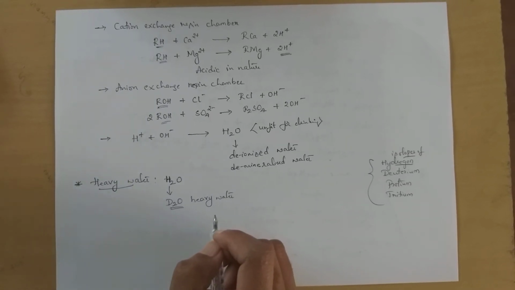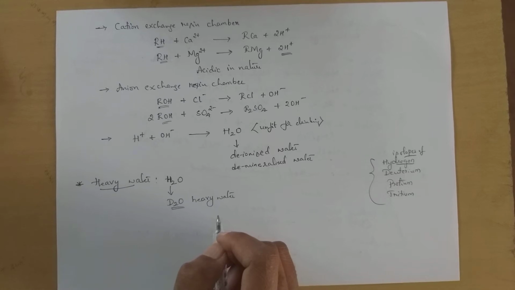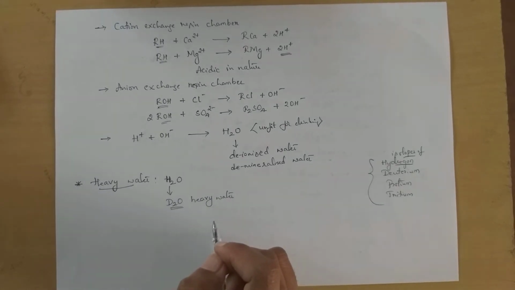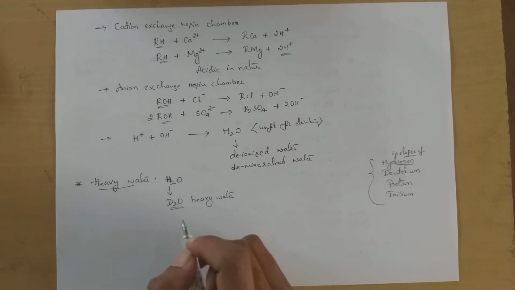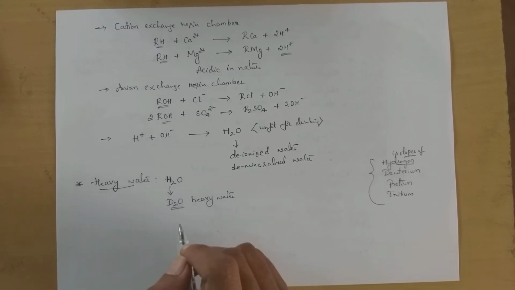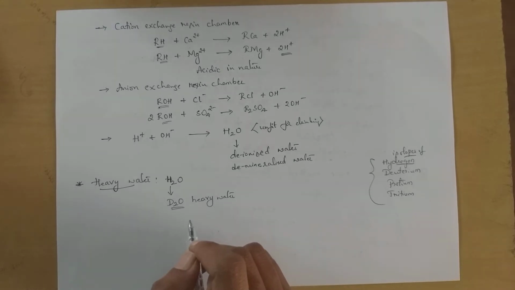For 1 mark they will ask: define heavy water, or what is heavy water. Heavy water is nothing but water in which hydrogen is replaced by deuterium, that is deuterated water, D2O. Deuterium is one of the isotopes of hydrogen.